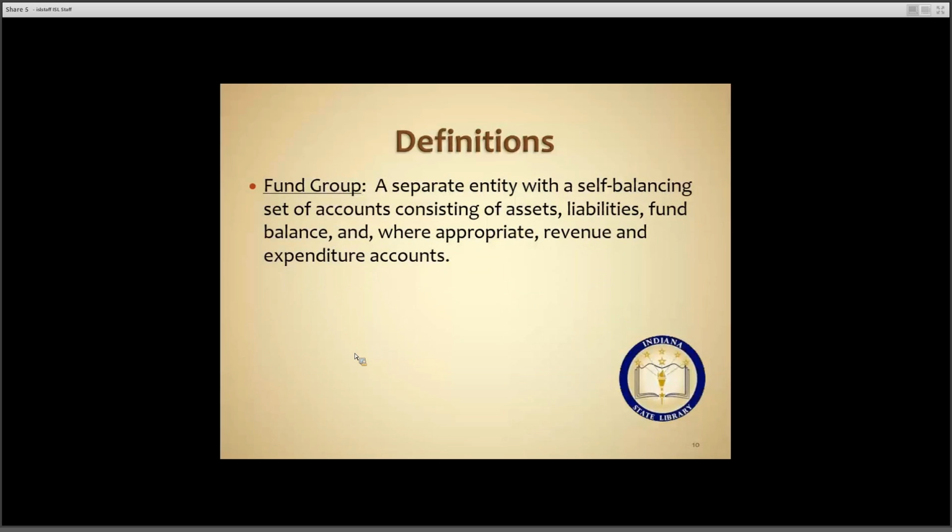So a definition of a fund as it is related to the equity equation is summarized here. Public libraries keep track of expenditures and revenues in each fund with attention to fund balance.